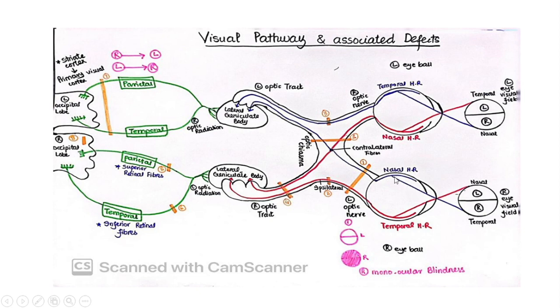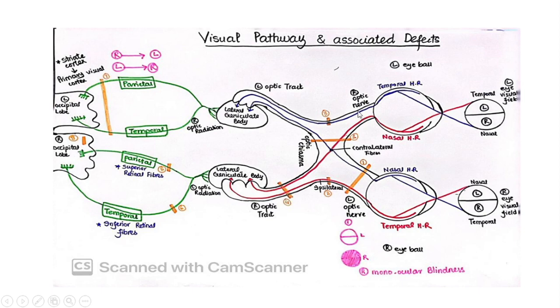And if we trace this fiber backward, it is coming from the right component of the right eye visual field. So this is the right component of the right eye visual field. It means you are going to get right monocular blindness. Your whole one eye is going to be damaged and it cannot see. So this is going to be right-sided blindness, which we call monocular blindness.